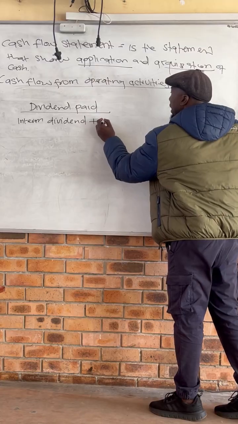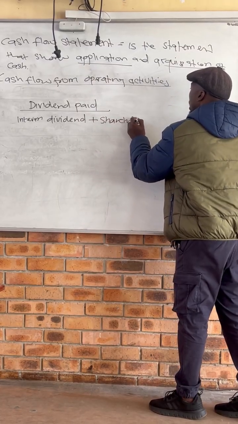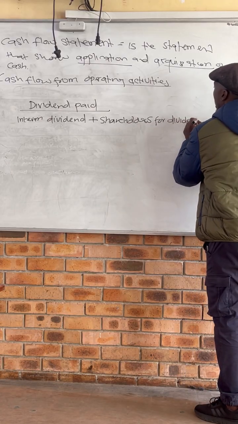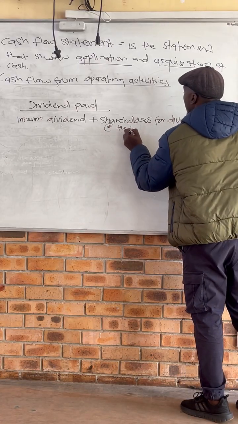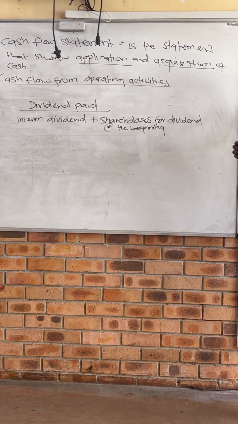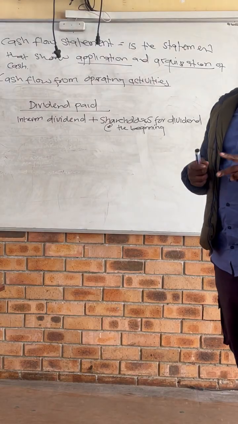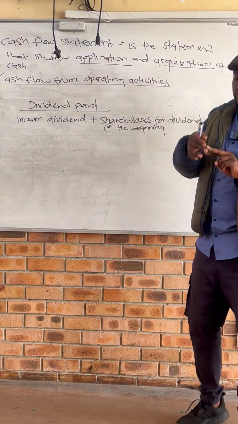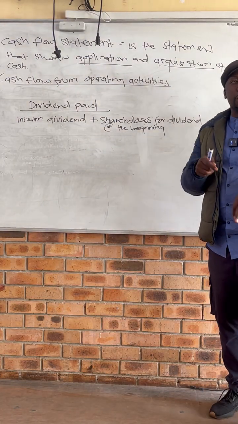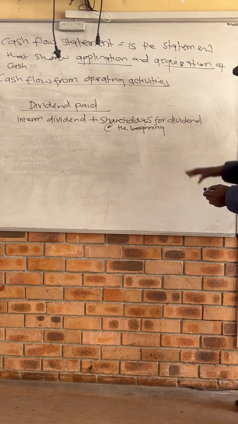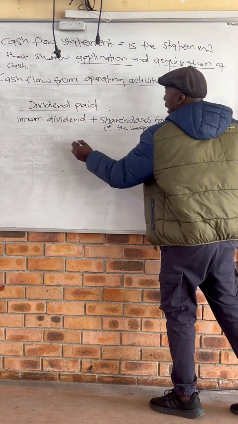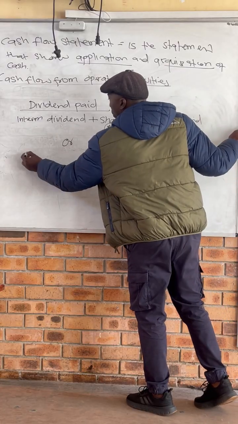And then you add shareholders for dividend at the beginning. Now, at the beginning, the previous year, I already mentioned that they will give you 2 years. They will give you 2025 and 2026. 2025 will be your balance at the beginning, and 2026 is the balance at the end. So they must know this. Now, there are two methods you can use to calculate your dividend paid. Another method will be your shareholders for dividend.